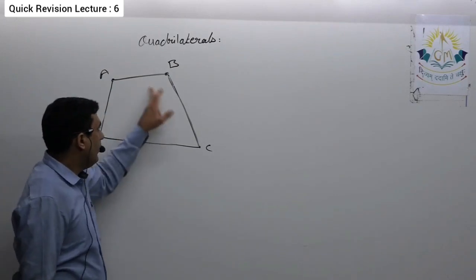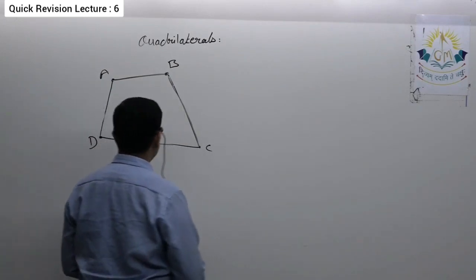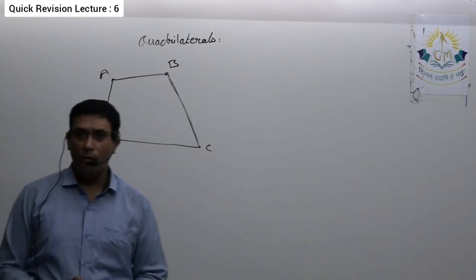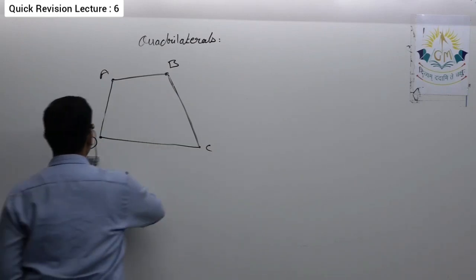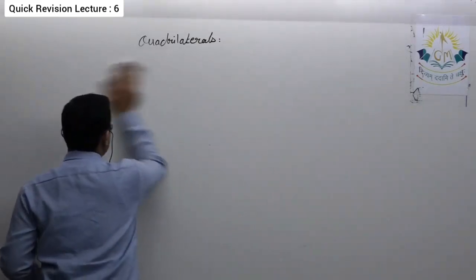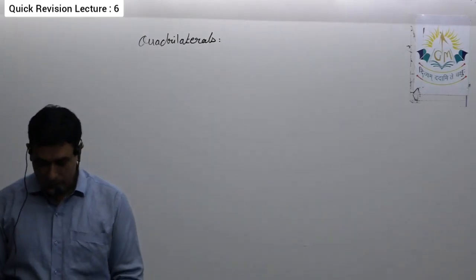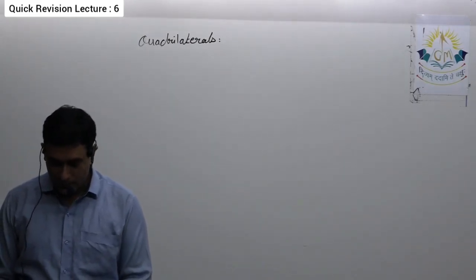Now, the sum of all four angles of a quadrilateral is 360 degrees. Okay, the sum of all four angles of a quadrilateral is 360 degrees. Angle A plus angle B plus angle C plus angle D is 360 degrees. Now next we will see the classification of the quadrilaterals.